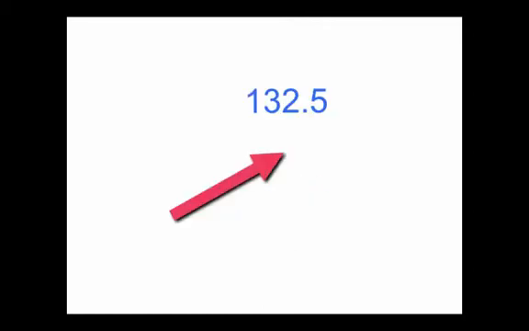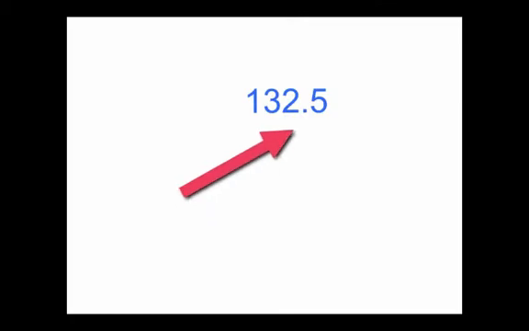So you may know that 132.5 means 132 and a half. 132 is the whole part of the fraction. 0.5 means a half. Let's take a look at 132. It's made up of the units 2, the tens 3, and the hundreds column 1.